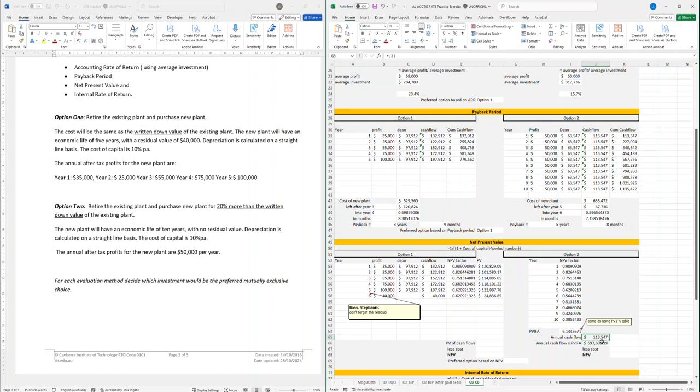I think I should do it here instead. Just give it one cell so it's easier for you to read. That's all. Okay. Yep, it's 0.